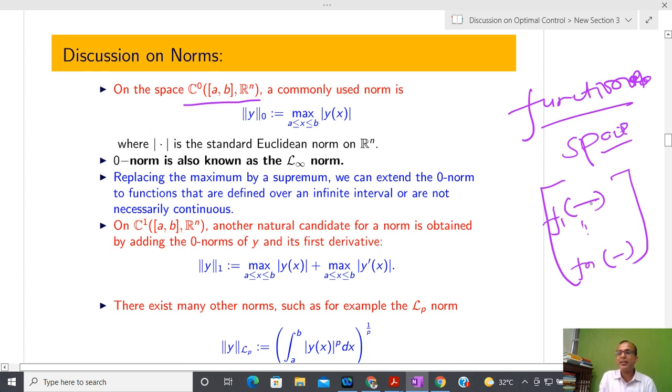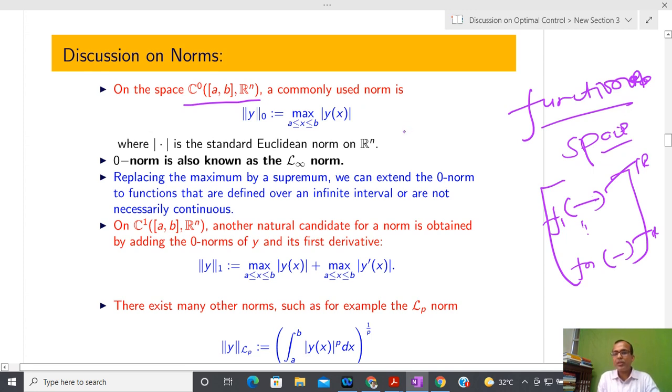Rn means that after putting a and b here, whatever comes into the picture is some kind of real number, the same as you would think of Euclidean space. Now if we are going to define the norm, all three properties should be satisfied. The first property is positivity.